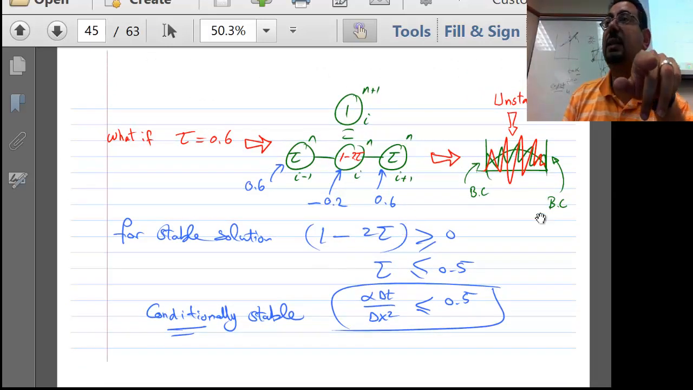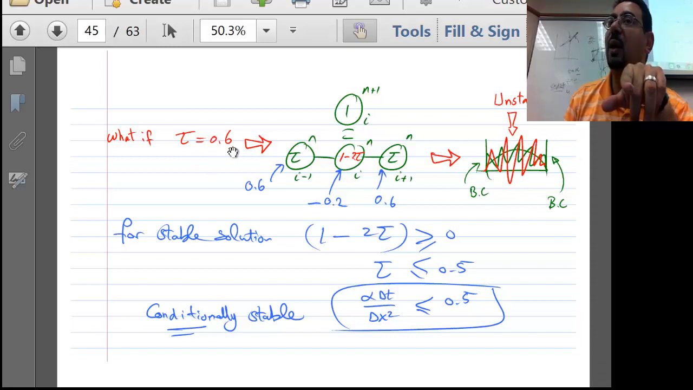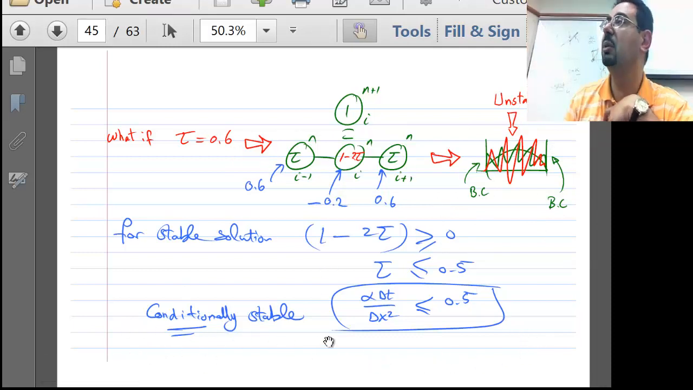So this is all those instability things that I was talking about. If you make tau 0.6, you basically will start seeing the oscillation like this in the solution. All right. So that's why this is called conditionally stable. And what is the stability criteria? It's coming from this term needing to be bigger than 0.